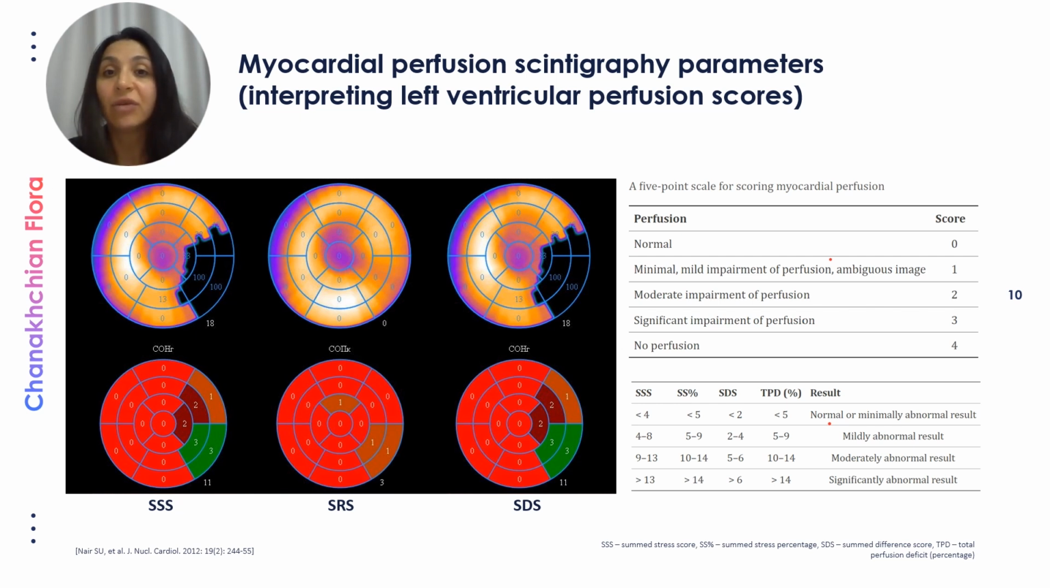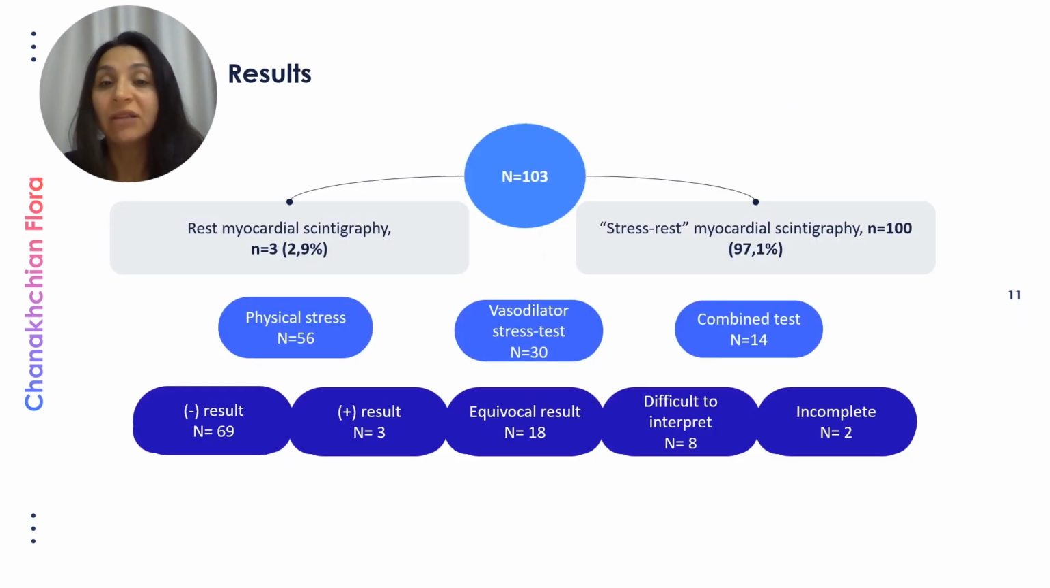The degree of ischemia was also assessed on a semi-quantitative basis by the summed difference score, SDS. SDS less than 2 means no ischemia, from 2 to 6 means moderate ischemia, and more than 6 significant ischemia. Of 103 patients, 100 patients underwent the stress-rest protocol, and in only 3 patients we made only rest perfusion imaging because of absolute contraindications to the stress test.